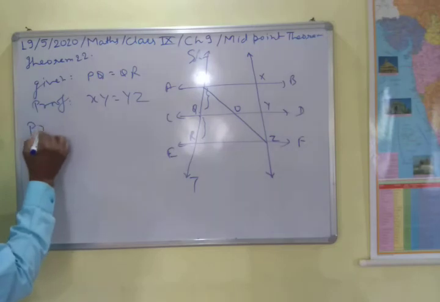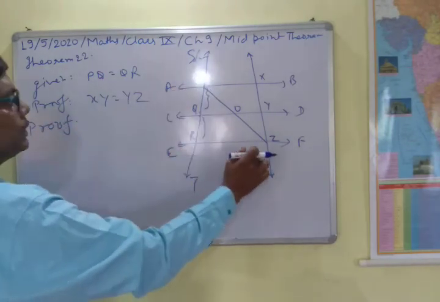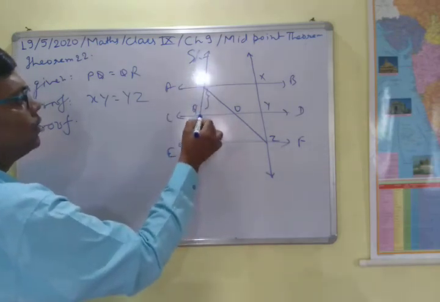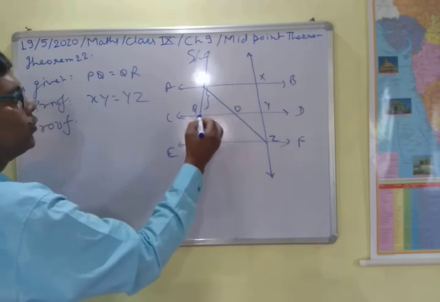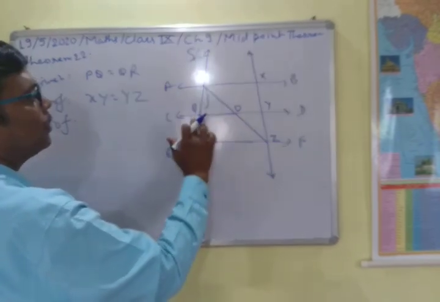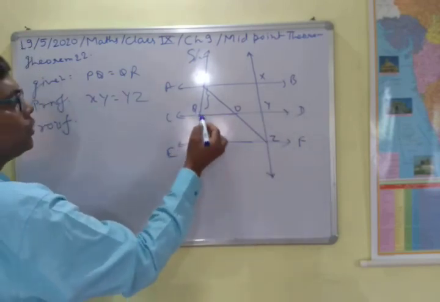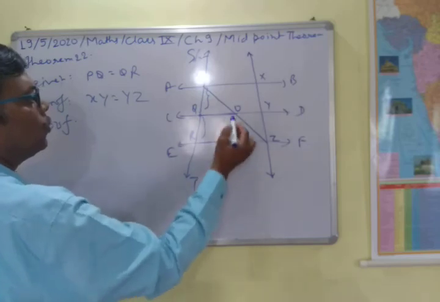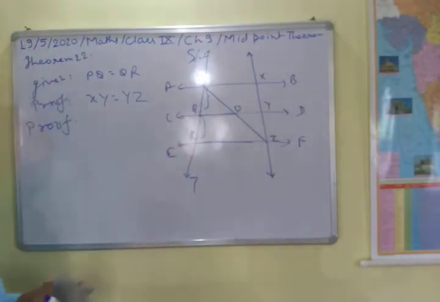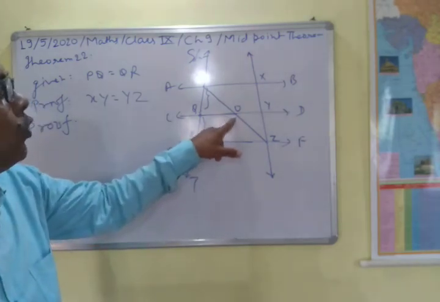Then here you will take this triangle, PRZ. Now see that in PRZ, Q is the midpoint, because PQ equal to QR, and QO is parallel to RZ. Therefore, Q is the midpoint and QO is parallel to RZ, so O is also the midpoint of PZ, by theorem 21. So O is the midpoint.